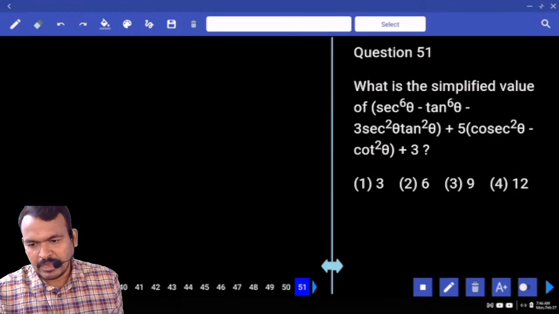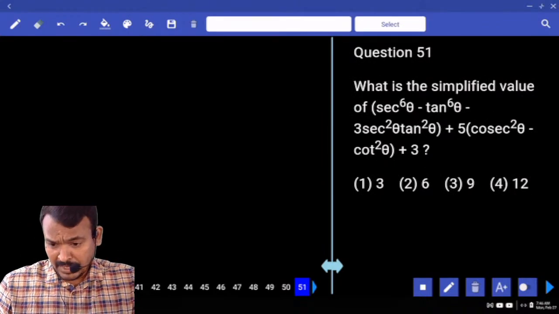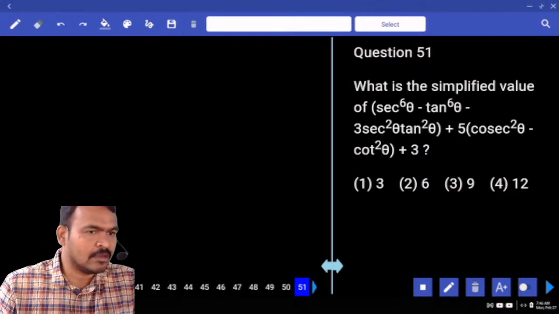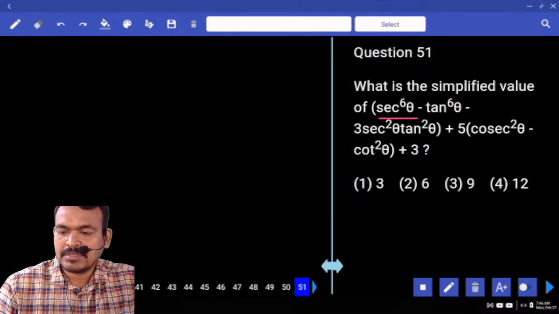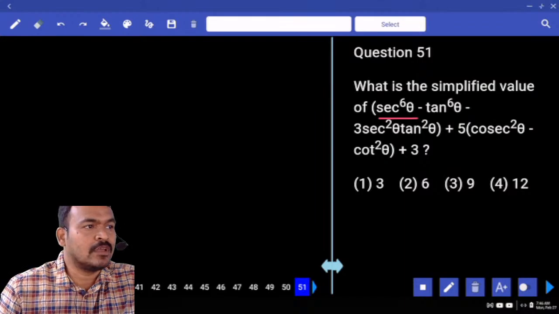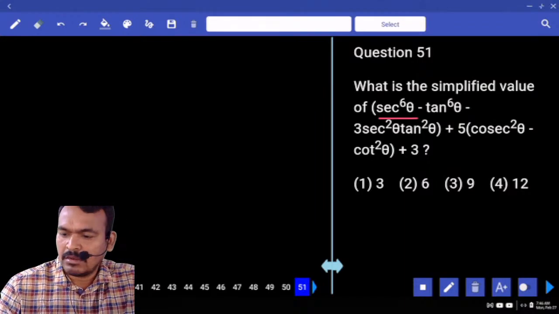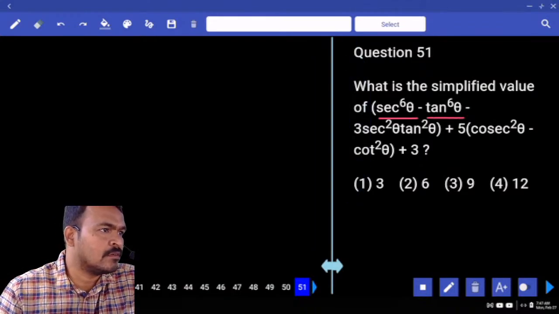What is the simplified value of sec^6 θ − tan^6 θ − 3 sec²θ tan²θ? First, sec^6 θ we write as (sec²θ) whole cubed, yes? And tan^6 θ is also written as (tan²θ) whole cubed.